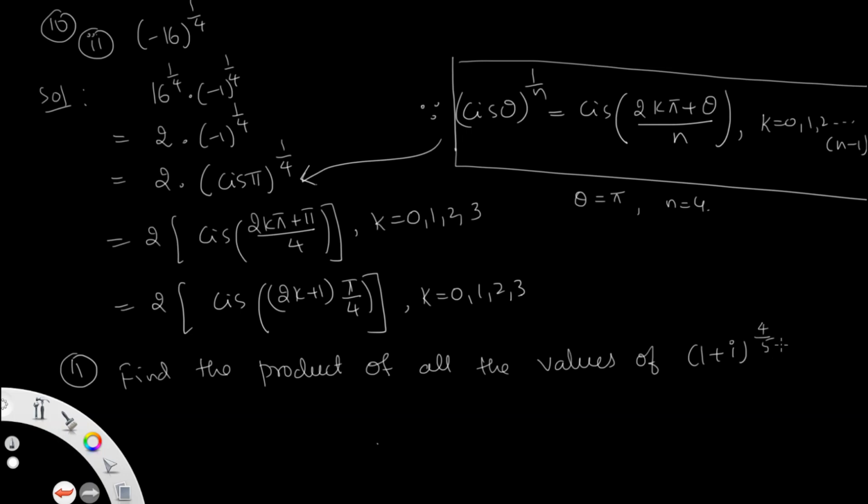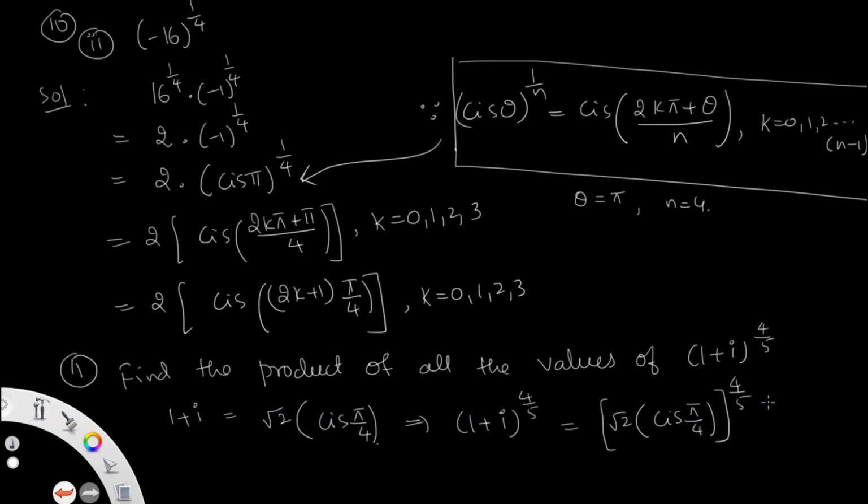Just now we have done the first bit of the 10th question. In a similar way, first we have to simplify 1 plus i to get all those values. Consider 1 plus i as a complex number, which we just proved is root 2 cis of pi by 4. Then raising it to the power of 4 by 5, that is nothing but root 2 cis of pi by 4, whole to the power of 4 by 5.